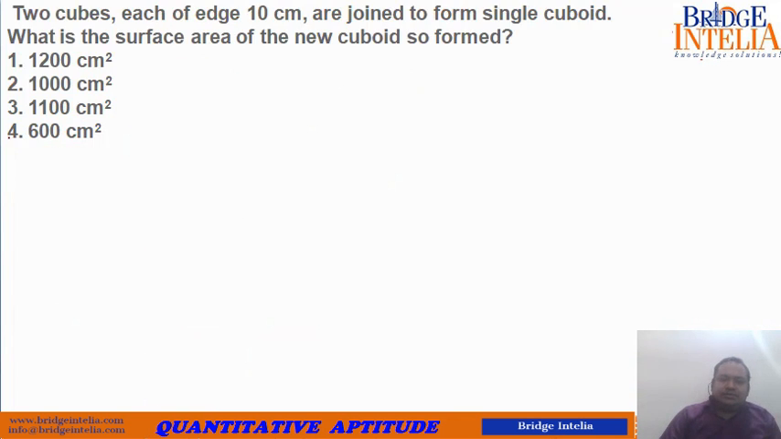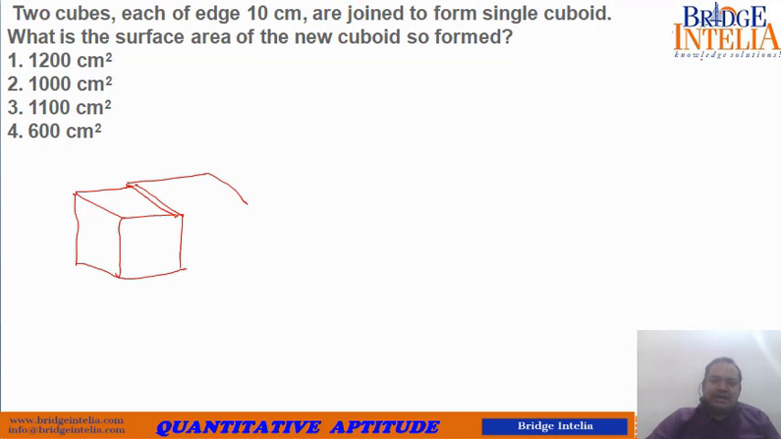So now let's move on. 2 cubes each of 10 centimeter are joined to form a single cuboid. What is the surface area of the new cuboid so formed? So please be careful, this is a tricky question. So 2 cubes, so this is the first cube. It is said that 2 cubes are kept side by side. So if you keep another such cube here, let's suppose that now I bring another cube and position it here. So now see what will happen.